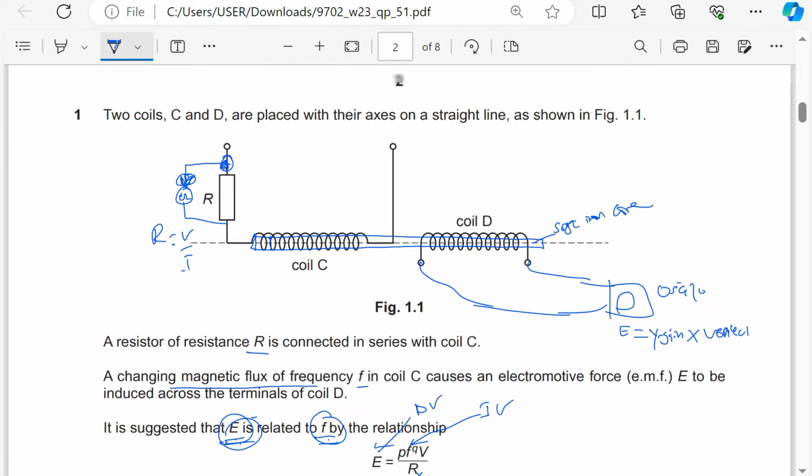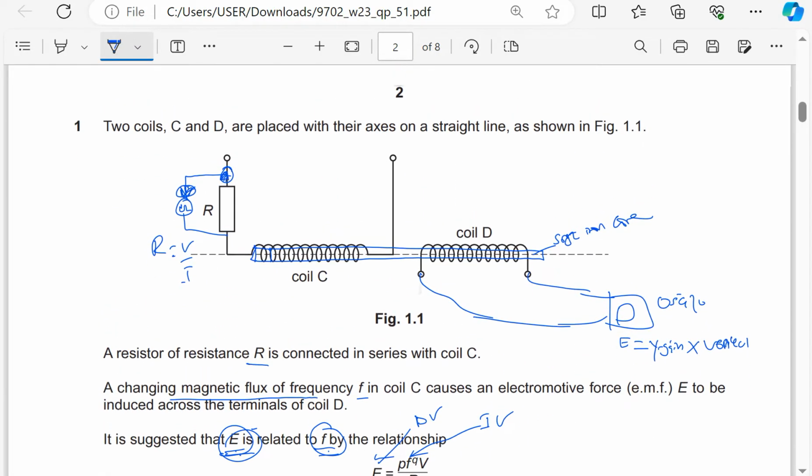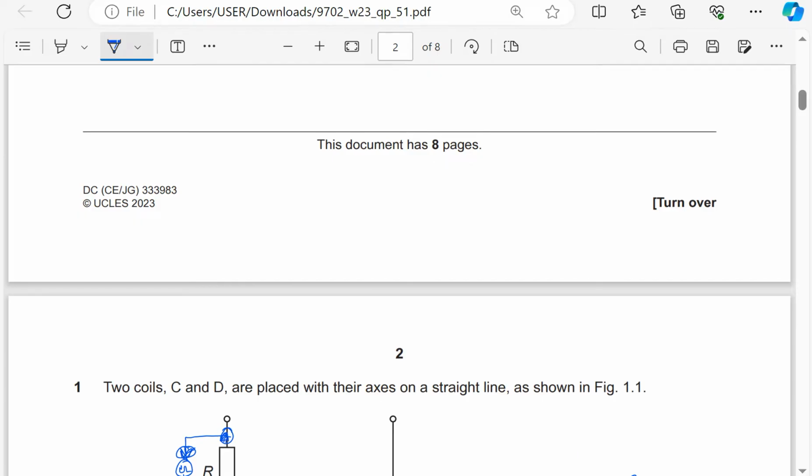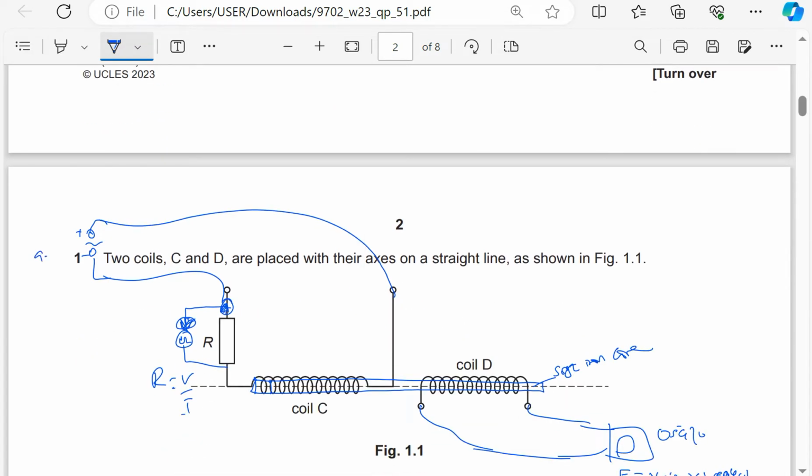Okay, then I need to produce a frequency. You can use a frequency generator, but I will use an AC power supply this side. I cannot use a DC supply, so an AC power supply. And if I want to find the frequency f, then I will put a cathode ray oscilloscope again across this coil. So this is going to be a CRO or an oscilloscope.